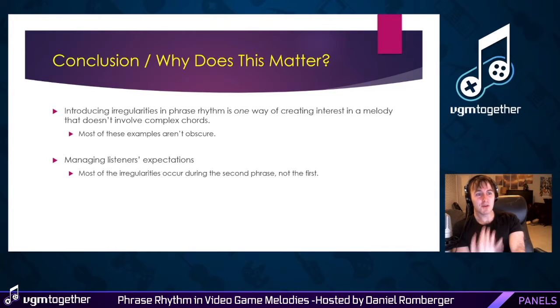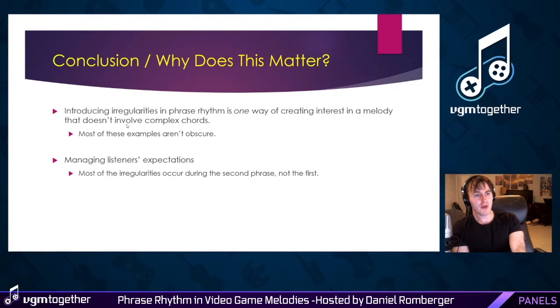But I wish I had chords in an order that was new as a way of creating creative material. But that's not the only way of creating creative material. Introducing irregularities in phrase rhythm is one way of doing that. And you notice that the majority of the examples that I picked for this demonstration, and the majority of the ones that I listed as other examples to look for, a lot of them are not obscure. A lot of them are some of the most beloved and well-known tunes that have endured through a lot of video game music history. So this is relevant when it comes to creating memorable melodies.